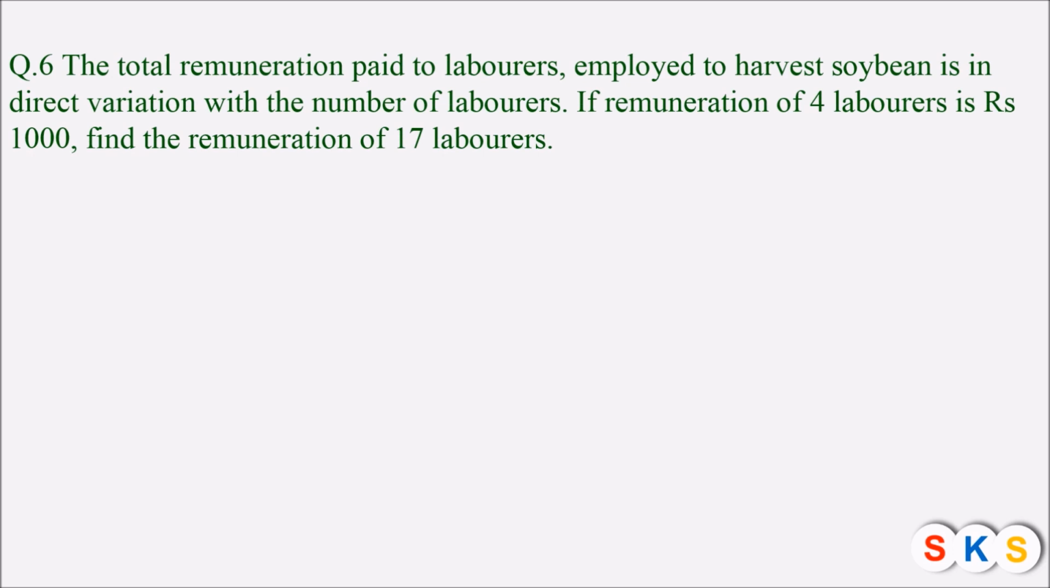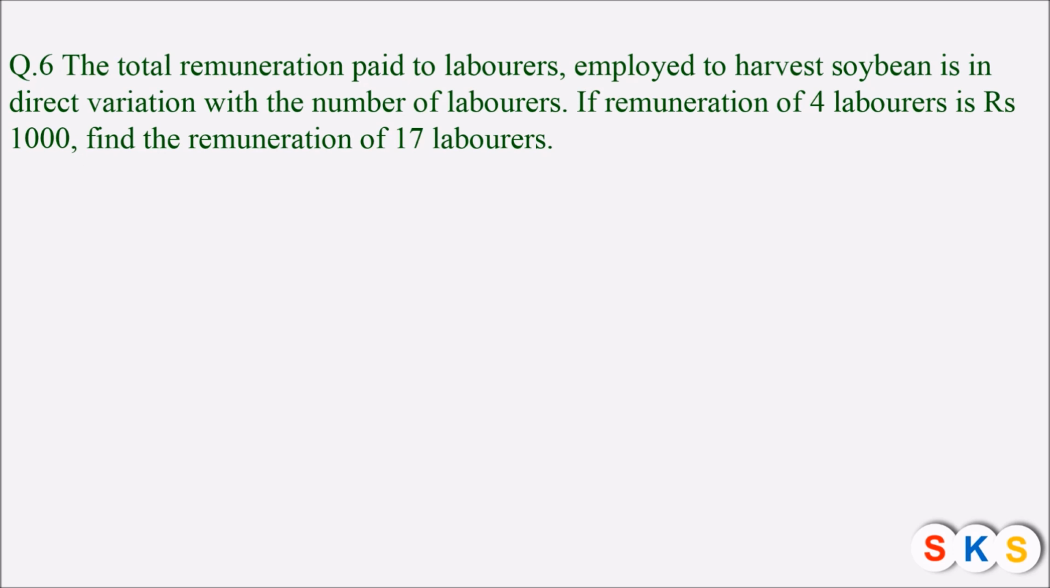Here we have question number 6. The total remuneration paid to the laborers employed to harvest soybean is in direct variation with the number of laborers. If the remuneration of 4 laborers is rupees 1000, find the remuneration of 17 laborers. So what is given here? It is given that there is a direct variation between total remuneration and number of laborers.